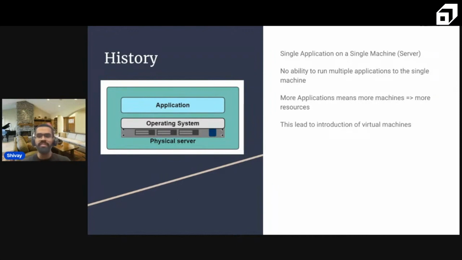And also, if we just take a look at how these applications were basically run and deployed. Historically, we used to run a single application on a single machine, which is also called a server, and there was no ability to run multiple applications on a single machine. So if you were to run multiple applications on multiple machines, you'll require more resources, which would lead to more time involved in running these resources.